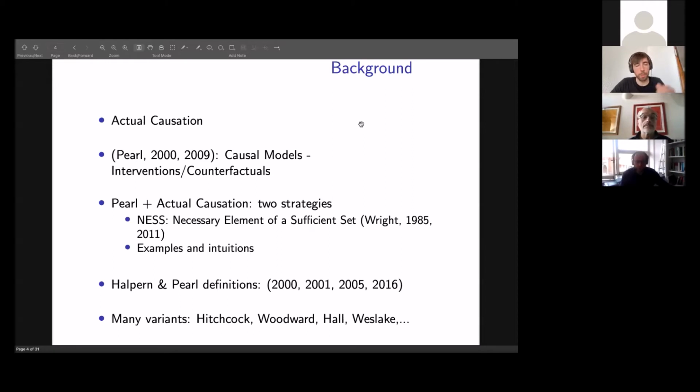So concretely, what happened is Halpern joined up with Pearl, and they produced several definitions, which are variants of the original definition from the 2000 book, which have become very influential. In fact, many people, both in philosophy and AI, have proposed definitions which are somehow modifications of those Halpern and Pearl definitions. And so it's quite fair to say that that is a standard to which one should compare one's definition of actual causation in order to make an argument that it's a good definition.